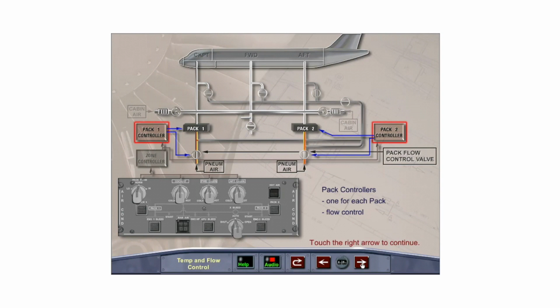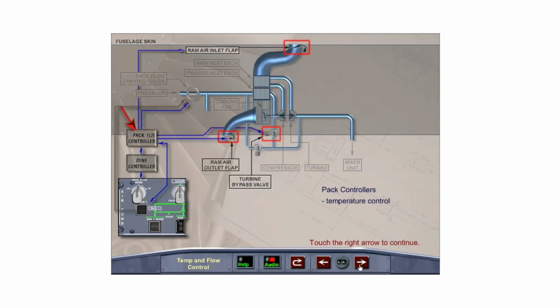Each pack has an associated pack controller which will control airflow of the pack by modulating the pack flow control valve. The pack controller controls the temperature of the pack as demanded by the zone controller by modulating the position of the turbine bypass valve and the ram air inlet and outlet flaps. The pack controller also closes the ram air inlet flap during takeoff and landing to prevent foreign object ingestion by the packs.